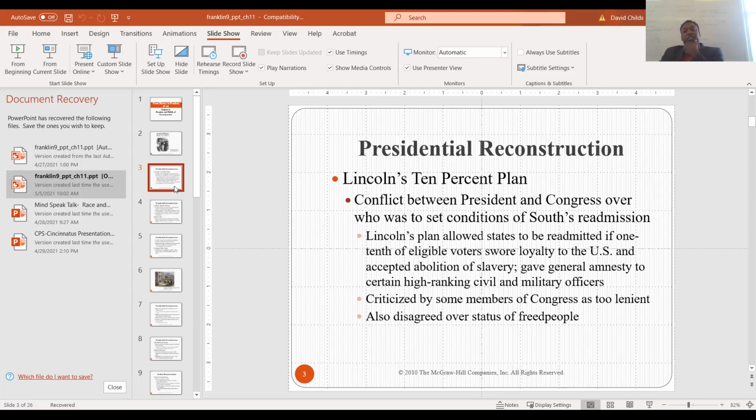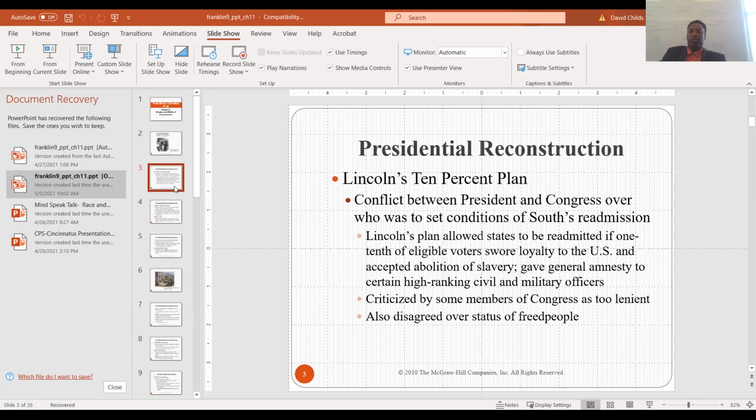Here's the conflict. Lincoln's plan allowed states to be readmitted if 1/10 of eligible voters swore loyalty to the U.S. That's his 10% plan. Lincoln was afraid that if they got power, they would rebel again. So 1/10 of voters needed to say that they were going to be loyal to the United States and accepted the abolition of slavery.